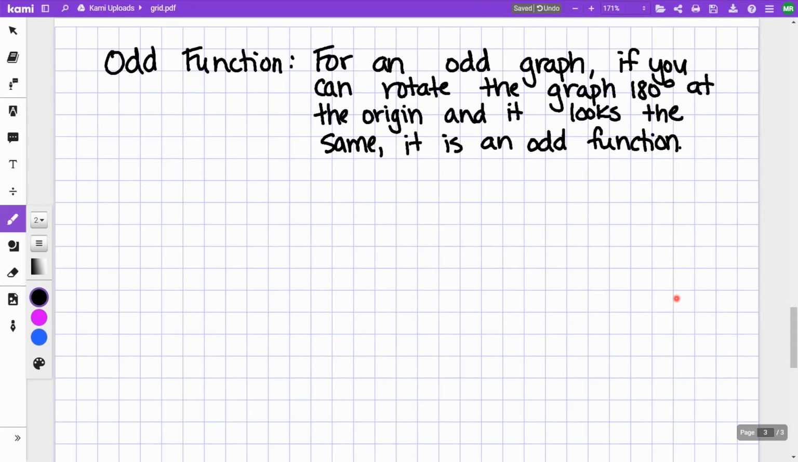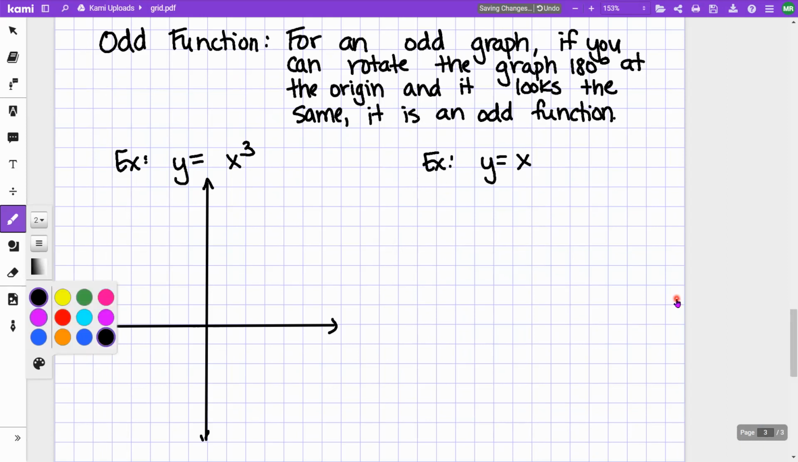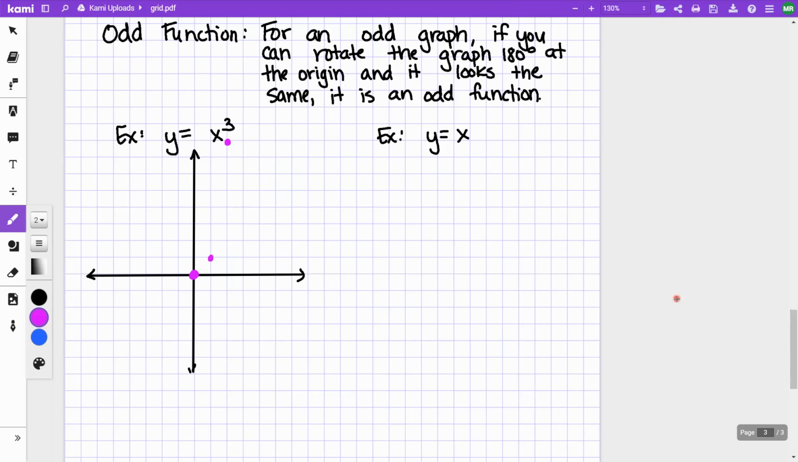So, two examples of this. y equals x cubed. y equals x. So, let me just draw y equals x cubed. So I'm going to have 0 cubed is 0. 1 cubed is 1. 2 cubed is 8. Going the other way, negative 1 cubed is negative 1. Negative 2 cubed is negative 8.